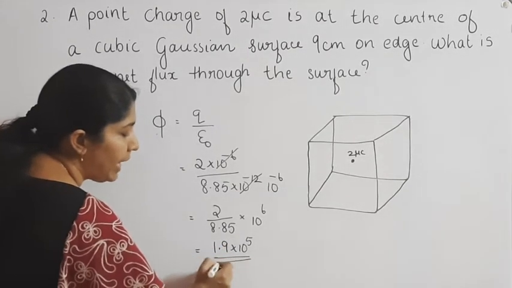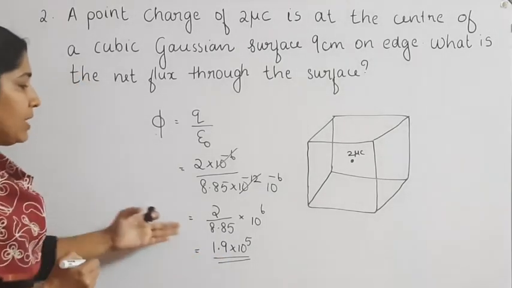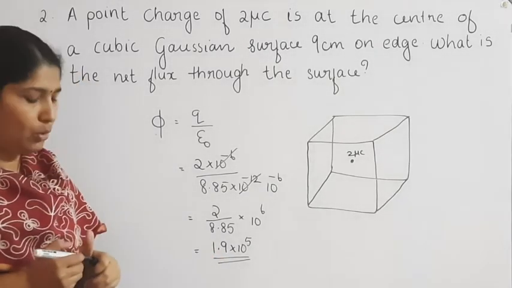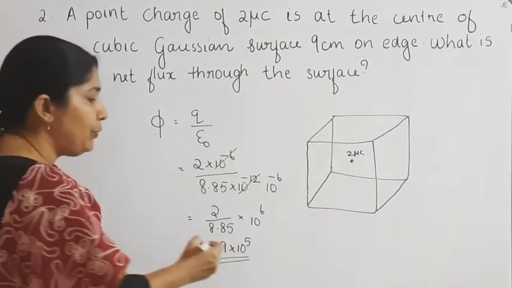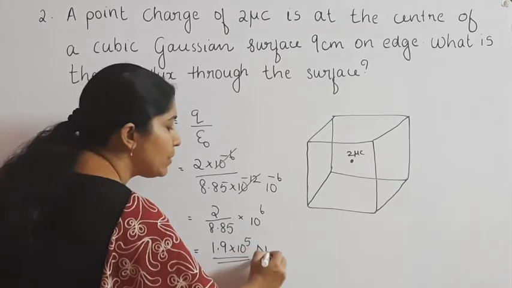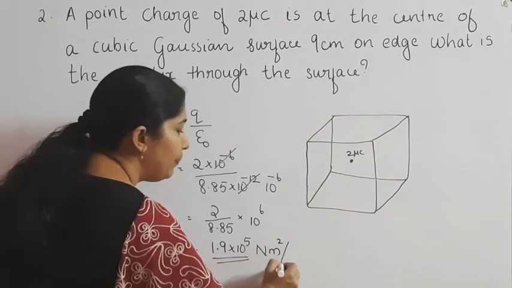Okay, 1.9 into 10 raised to 5, or approximately, it is equal to 2. What about the unit? The unit is Newton meter square divided by Coulomb.